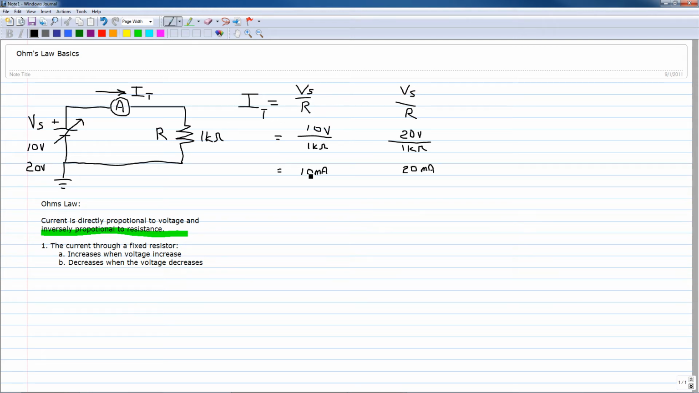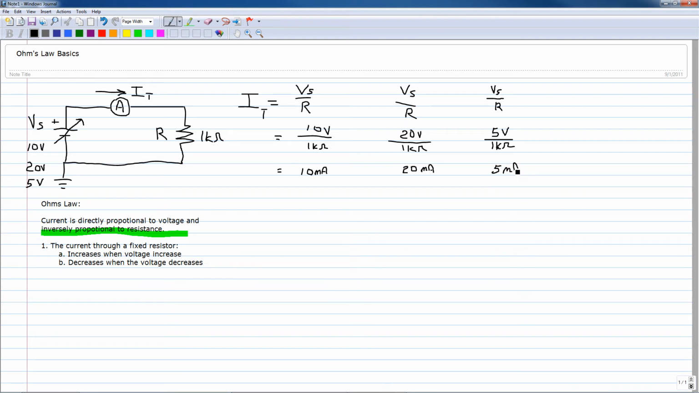So you can see from this analysis that keeping resistance the same and increasing the voltage applied to the circuit increases the current. Let's try it the other way. Instead of going from 10 volts to 20 volts, we'll adjust the power supply down to 5 volts, leaving the resistance the same. The formula is still Ohm's law and remains the same, but now V source is 5 volts and still 1K ohm of resistance. Plugging into the calculator, this is 5 milliamps.